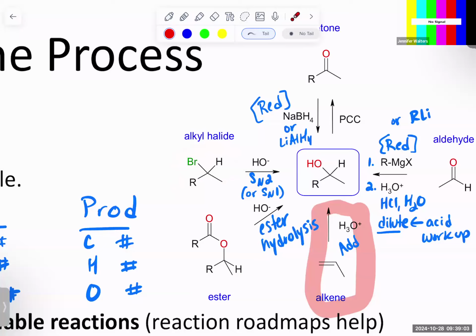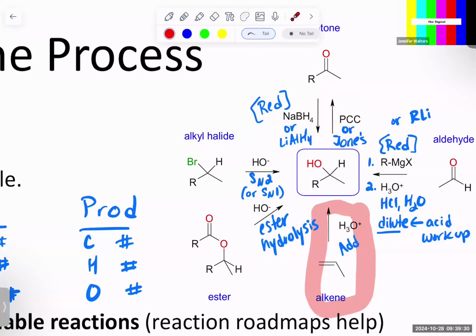Reaction roadmaps also sometimes have these two-way streets where it's saying, if I want to go from the ketone to the alcohol, cool, add sodium borohydride. But if I want to go from the alcohol to the ketone, then I'm going to add PCC or Jones. Right? So it's looking at, if you're going this way, you use this reagent. If you're going that way, you use that reagent.